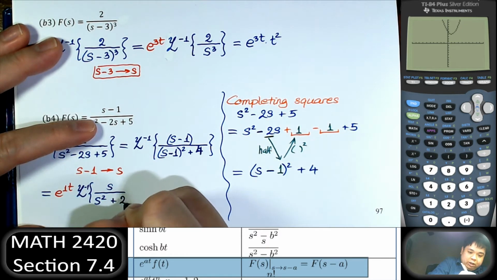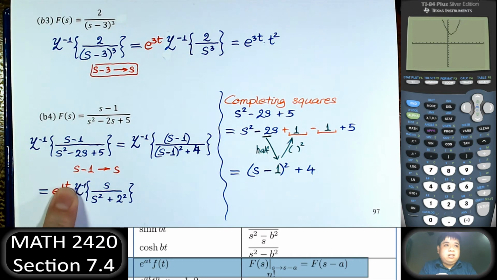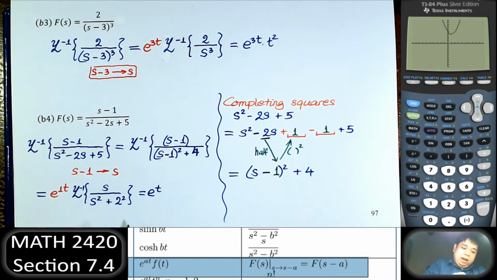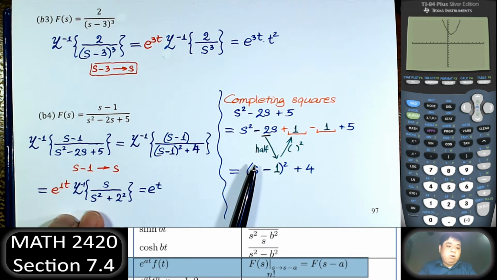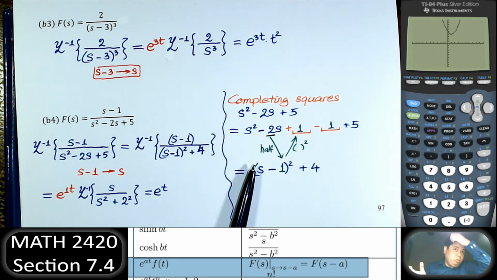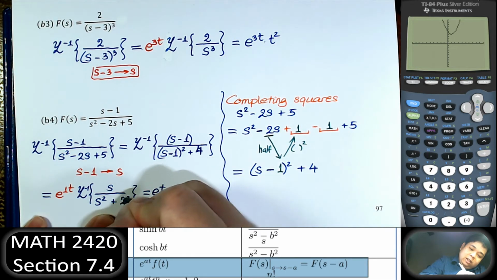4 is 2 squared, right? So if we replace s minus 1 back to s, the price to pay is e to the at, in this case just e to the t. Now, this is the Laplace transform. This is an odd function's Laplace transform. That will be an even one, which will be cosine. So this will be cosine of 2t.